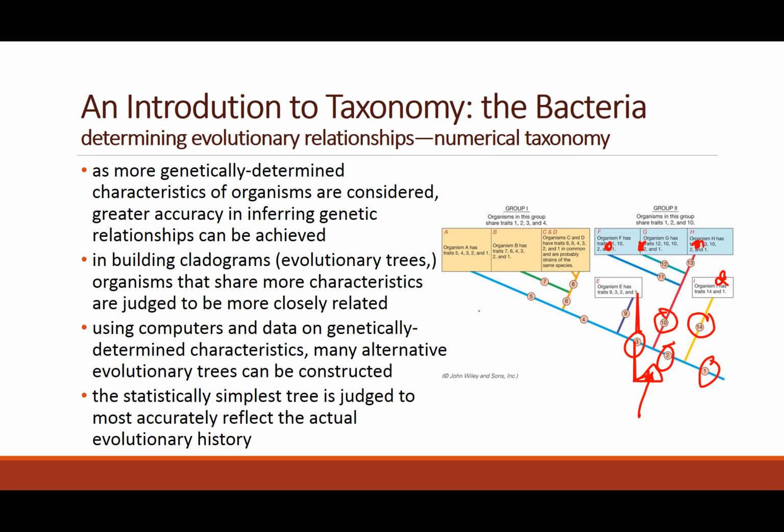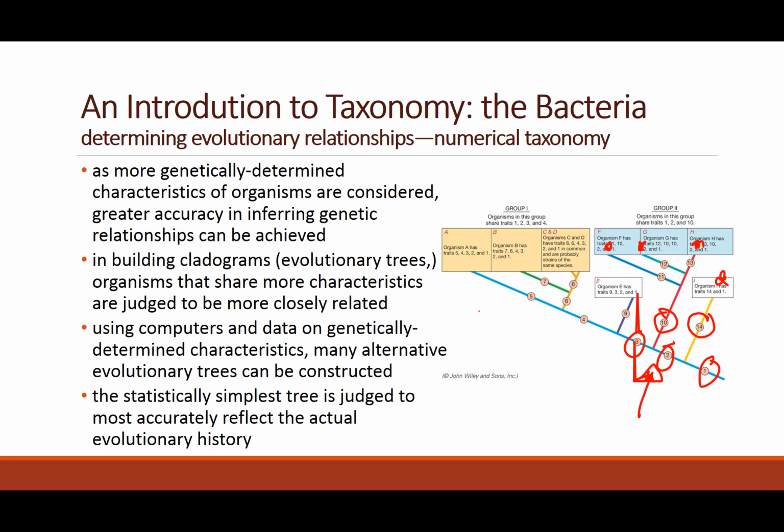And then using computers, we can build hundreds or even thousands of trees, these cladograms, and then we can classify them and apply some statistics to them, hence the idea of numerical taxonomy. And the statistically simplest tree is then assumed or judged to most accurately reflect the actual evolutionary history. And so every time we collect a new set of data about all of the organisms, we can rebuild this tree. And each time we add more information, the idea is that we're getting a more accurate tree.